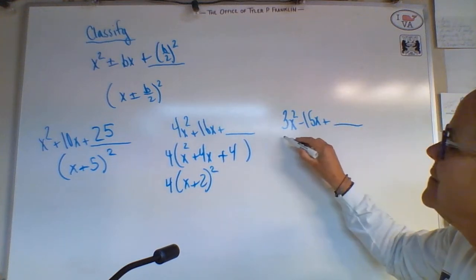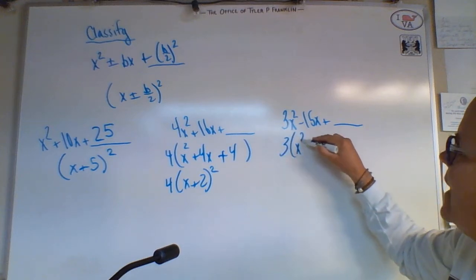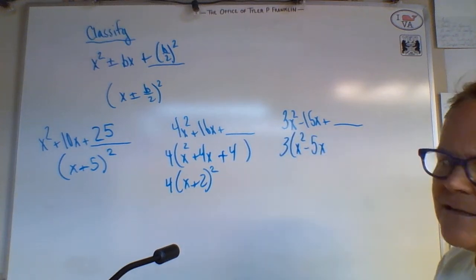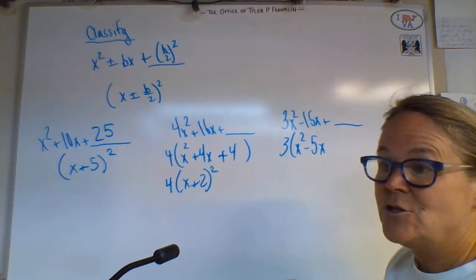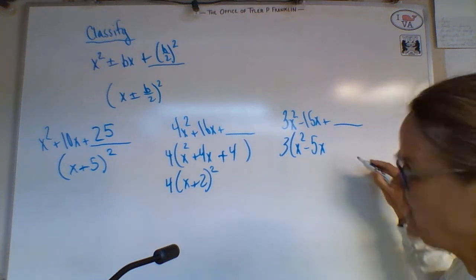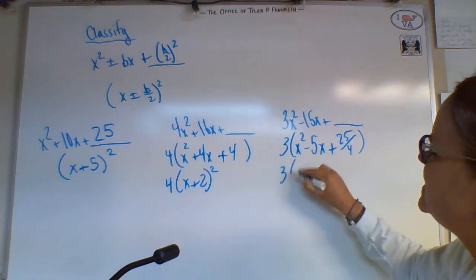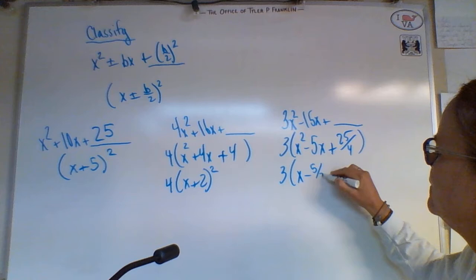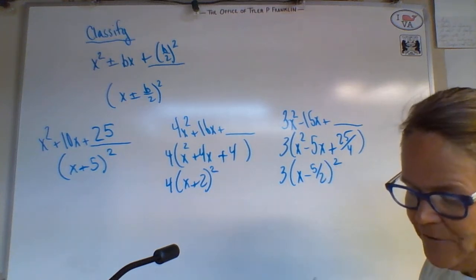Fractions, if I take a 3 out, I'd have x squared minus 5x. Half of 5 is 5 halves. Square 5 halves is 25 fourths. That 3 stays out there. X minus 5 halves squared. So we have to remember that.